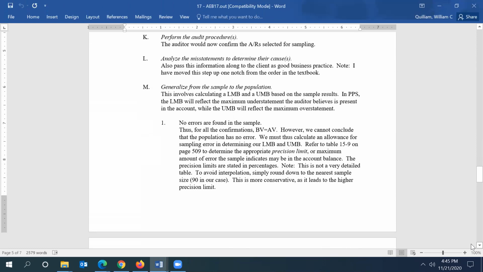Then we'll perform the audit procedures. This means the auditor will now confirm the accounts receivable selected for sampling. Then those come back to us from individual customers. Then we'll go to I. We'll analyze the misstatements that customers indicated to determine their causes. So why was the audited value not equal to the book value in each of these cases? By the way, we'll also pass this information along to the client as good business practice. I moved that step up one notch in the order in the textbook.